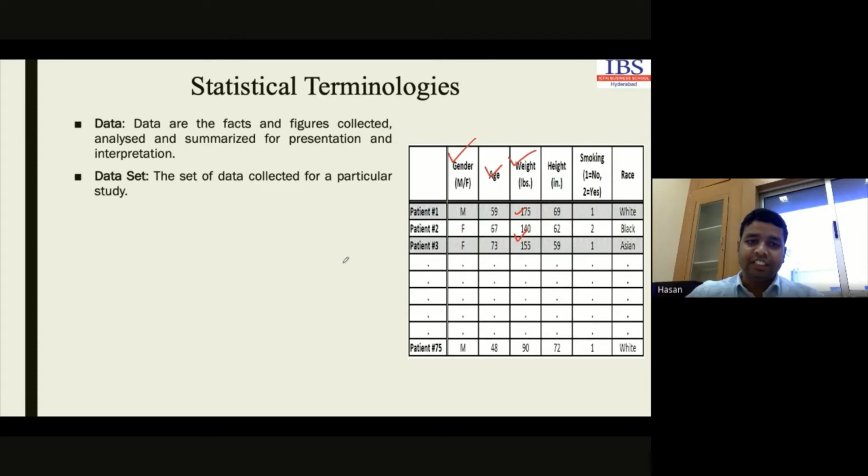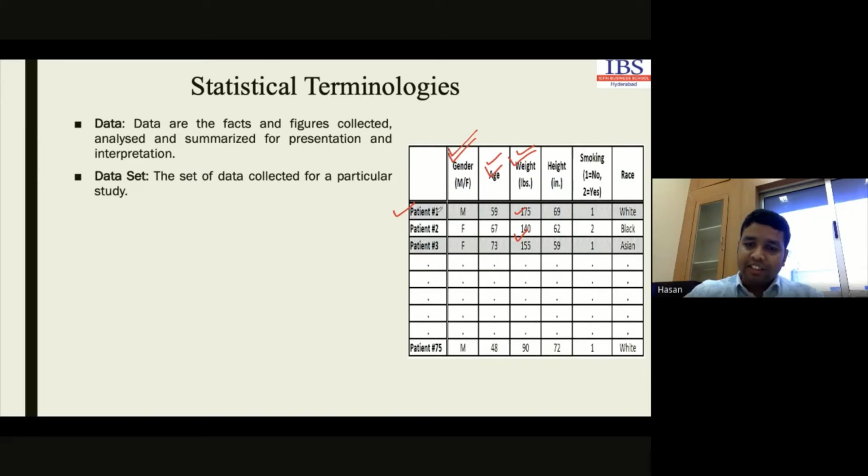What is a data set? Previously we understood the concept of data. Data means data regarding gender, data regarding age, data regarding weight. Gender data is male, female. Age is the age of the patient. So if we combine all the cases for patient 1, gender, age, weight, height, smoking, race, that is the entire set of data for this particular patient.